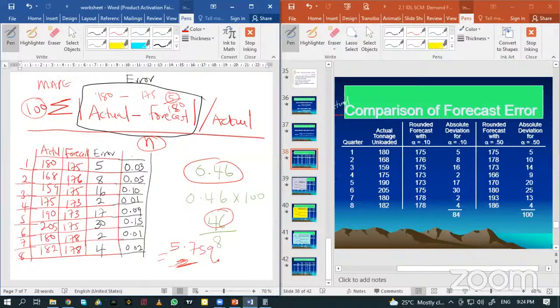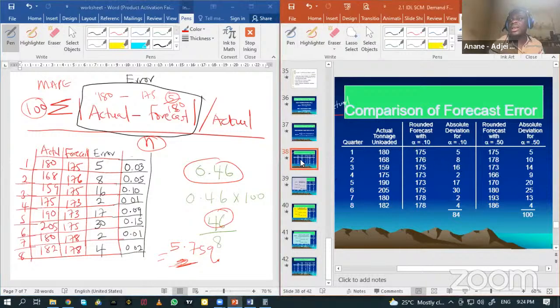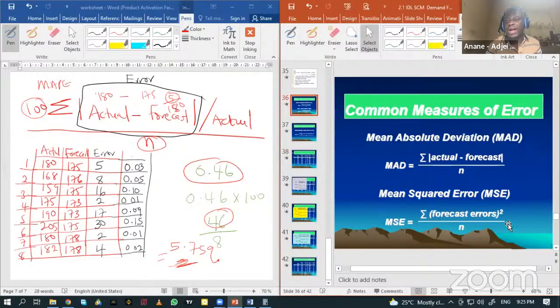Please, I wanted to ask a simple question. With the mean squared error, the forecast errors are squared. I wanted to know if we are supposed to square all the absolute deviations. Yes, the formula says that you need to square the forecast errors. This is the formula, the forecast error squared. So you square everything here.